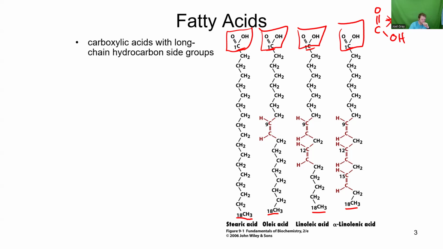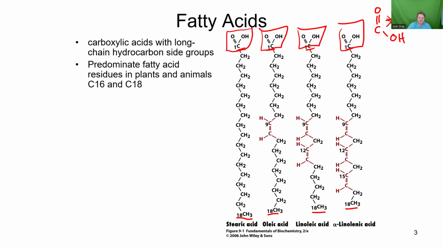Now, carboxylic acids, or fatty acids, are, simply put, carboxylic acids with long hydrocarbon chain side groups. Okay? So each one of those has a chain that's about 17 carbons long. Now, the predominant fatty acid residues in plants and animals are C16 and C18. What that means is that the most common fatty acids in plants and animals are 16 carbons and 18 carbons long. Now, saturated versus unsaturated.